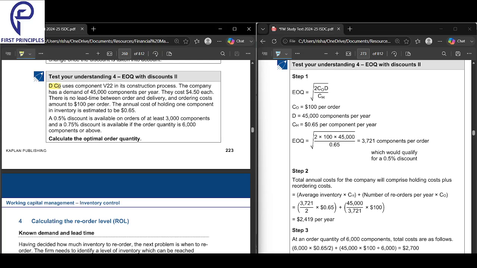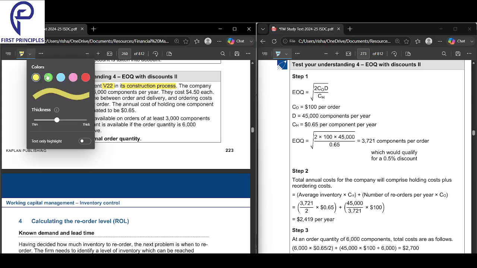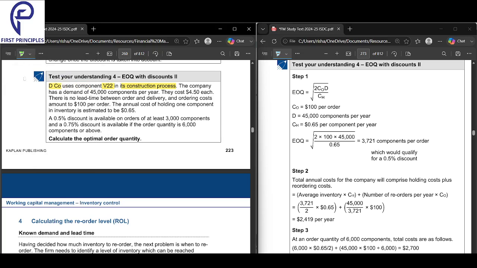First, D company. Name of the company is D company. They use a component, name of the component V22, and they use it in the construction process. Easy. Next, beyond that, the company has a demand of 45,000 components per year. So annual demand is done. Easy. Annual demand, we have understood, 45,000. In the formula we can apply it directly.